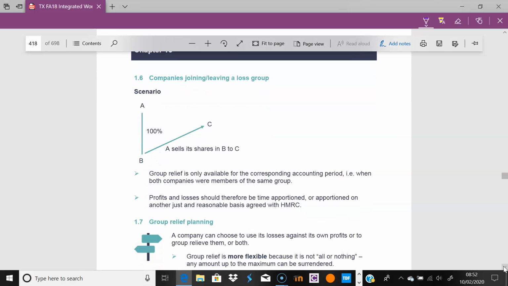So a couple of issues here, a number of things. When a company leaves a group, you would expect that we can only use losses when they were part of our group. So group relief is only available for corresponding accounting periods when both companies were members of the same group. Once they've left, then we have to time apportion, if you like, their time with us. So that's the key point.